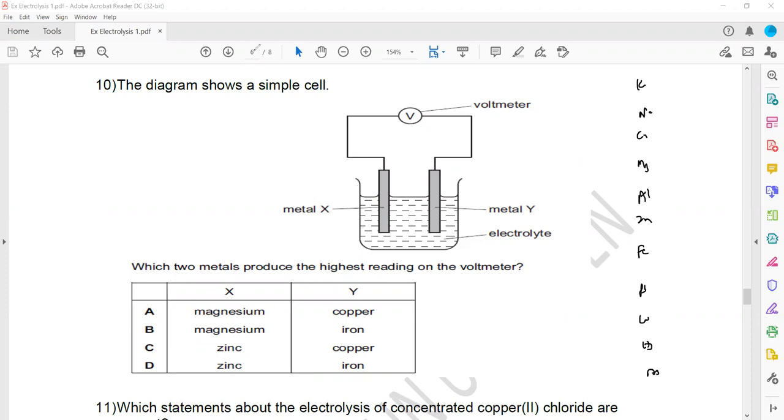So if you use magnesium and copper, magnesium and iron, zinc and copper, and zinc and iron. So the greater difference is magnesium and copper. That's why A will be the right answer.